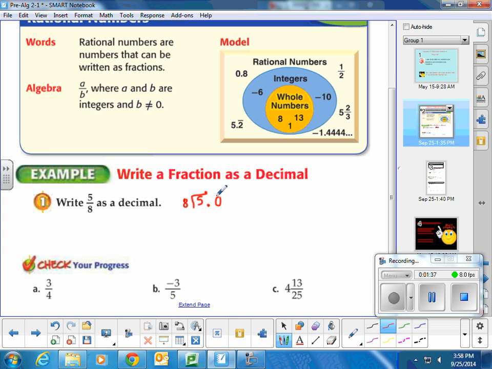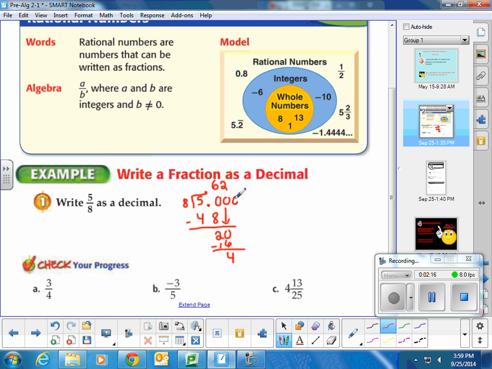8 goes into 50 6 times. 6 times 8 is 48. Then you'll subtract. 50 take away 48 is 2. We'll add another 0, and you'll bring it down. Now 8 goes into 20 twice. 2 times 8 is 16. Subtract. 20 take away 16 is 4.